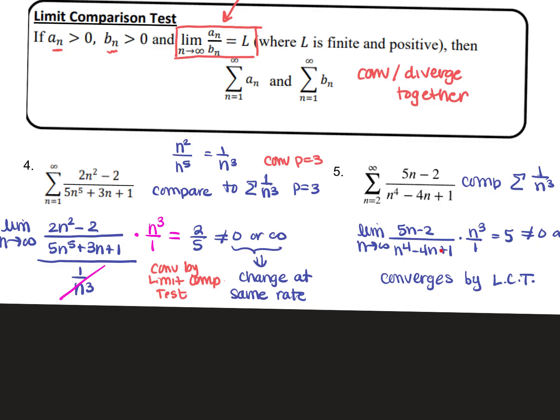So I take my first series and I multiply by the reciprocal of the other, which shows the degrees are equal. n to the 4th, n to the 4th. So it's the ratio of leading coefficients, which is 5, which is not 0 or infinity. So this converges by LCT. And you've got to remember to say that this was also a convergent p-series.